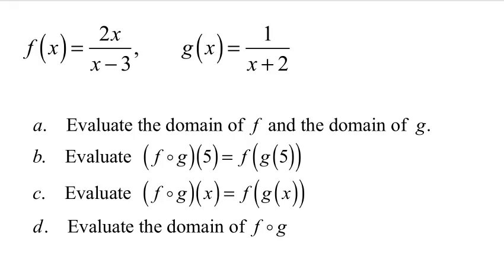Okay, here I have a more challenging question. We've got 2 rational functions defined here. F of x is 2x over x minus 3, and g of x is 1 over x plus 2. I'd like you to evaluate the domain of f and the domain of g, maybe express those in interval notation. Find f circle g of 5, which of course means f of g of 5. Find f circle g of x, which means f of g of x, and then to conclude this, evaluate the domain of f circle g.